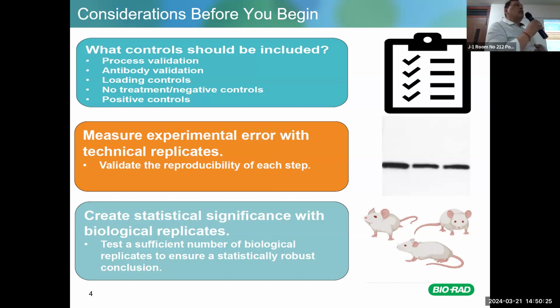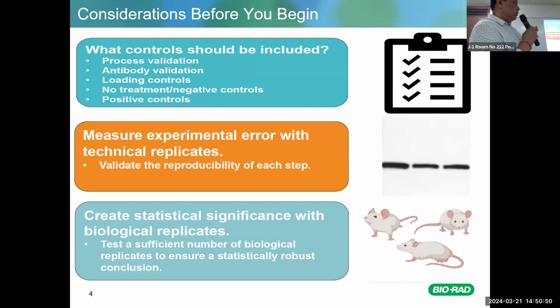Loading controls means when you are loading samples in multiple wells, there should be a measurement that you are not loading different volumes in different wells. Suppose you are running 10 wells and in all 10 wells you are loading different volumes, then finally you will see expression variation. So a loading control should be there.